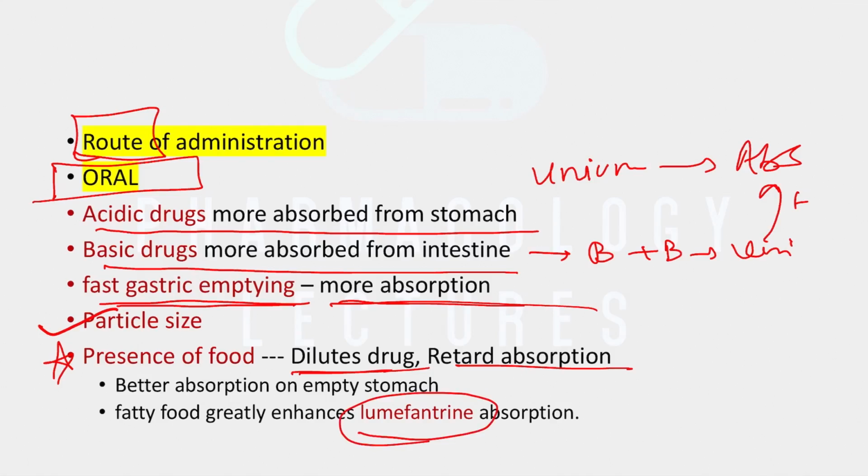For example, lumefantrine, which is used in malaria. Its absorption increases with fatty food. So there are certain drugs whose absorption gets increased with some fatty foods. Otherwise, for most drugs, absorption with food gets decreased. That is why prescribers always advise a gap of around 1 to 2 hours between taking food and a drug. They might say you take a drug after food, but after food does not mean immediately after; it means after an hour or 45 minutes of taking the food. So food affects drug absorption.